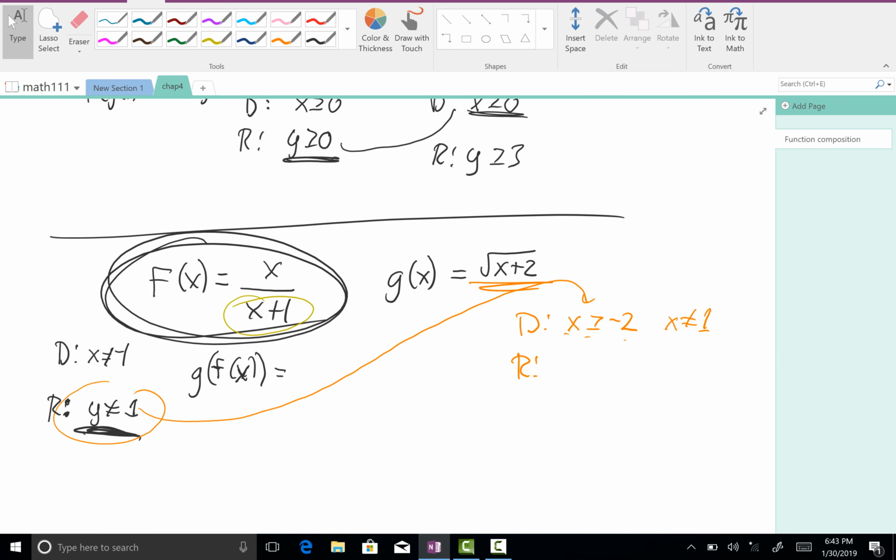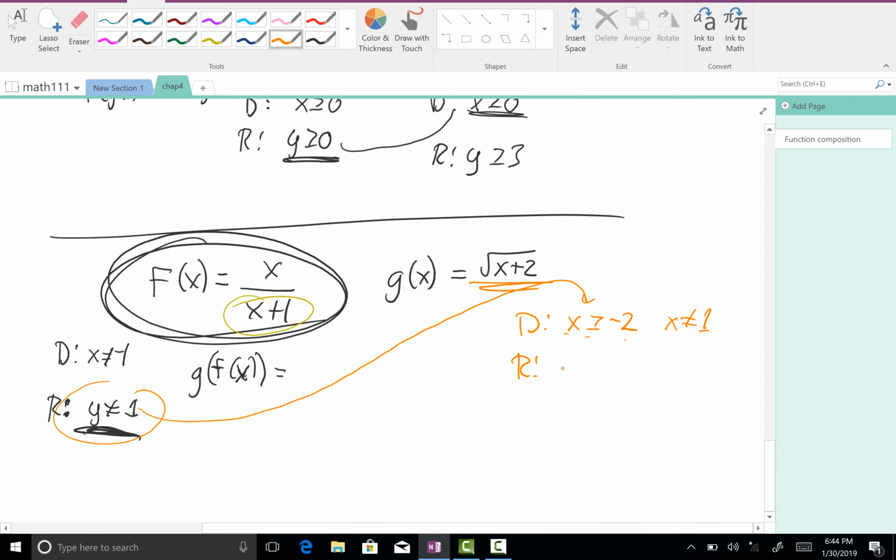So we're okay with all the rest of the numbers, but can't have 1. So that means that our range might change a little bit, right? Because now we can't put 1 in there, which means that we're not going to get a certain number for an output. The square root of 3 is not going to be part of that range. Everything else is okay, but the square root of 3 is not going to be part of that.